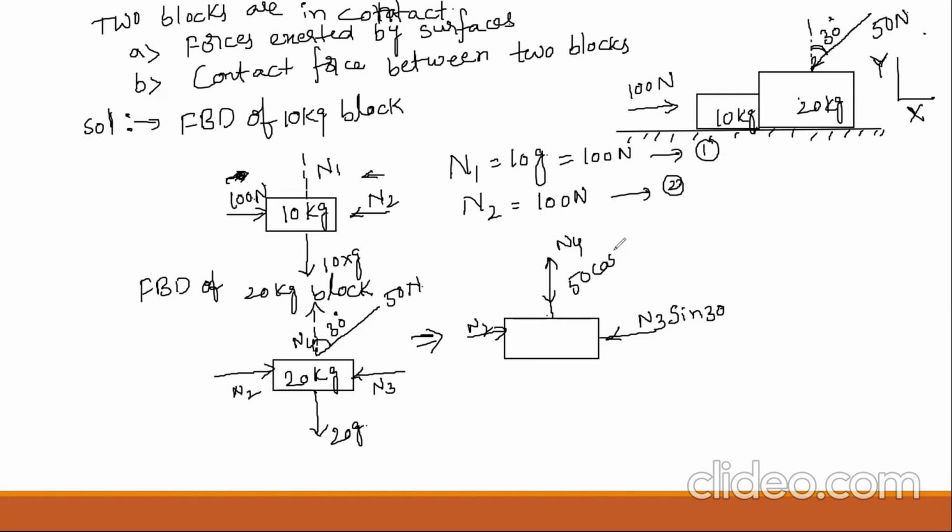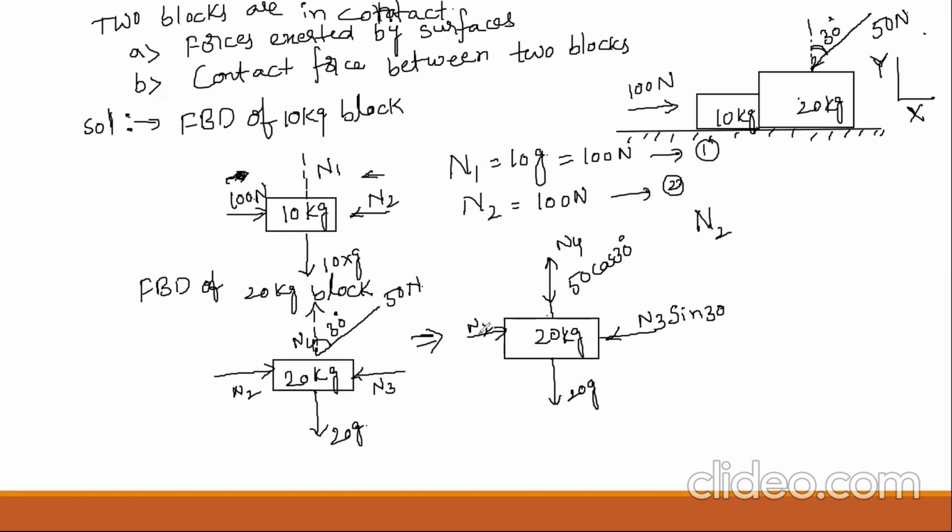So 50 cos 30, and downwards, no doubt, 20 G is acting. Sorry, 20 G, not kg, because mass is 20. Here mass is 20, we have taken 20 kg. So 20 into G is the downward force, due to gravitational acceleration, it is acting. Now can we write the equation? Yes, let us write the equation.